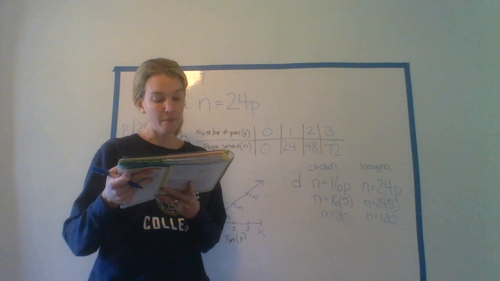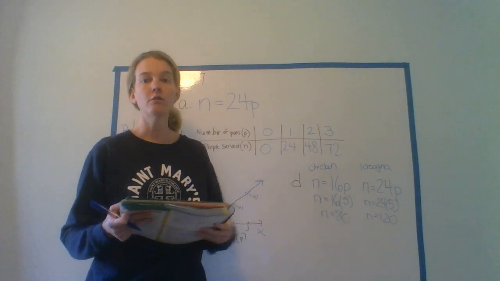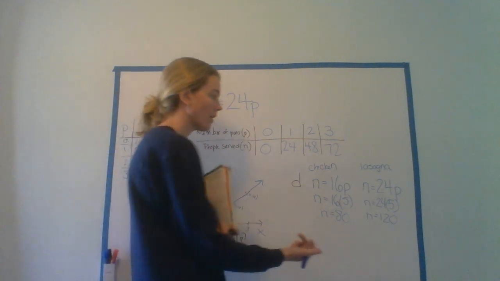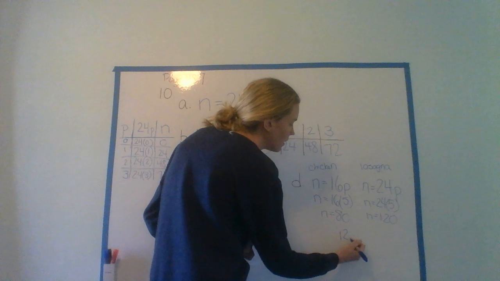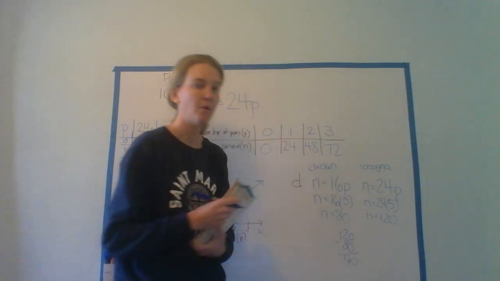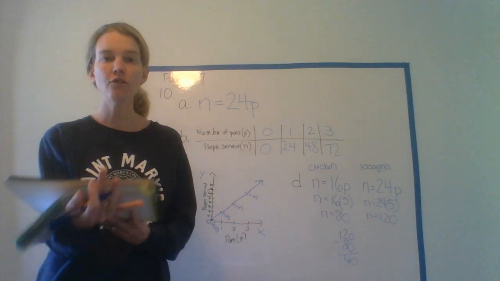And they want to know how many more people this would feed than this would feed. So at this point, you should be saying to yourself, we need to subtract those two to figure it out. So you do 120 minus 80, and you're going to have 40 more people that the lasagna serves than the chicken parmesan. So that answers question number 10.